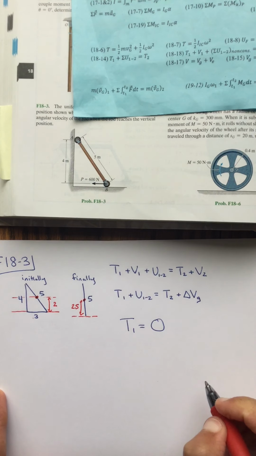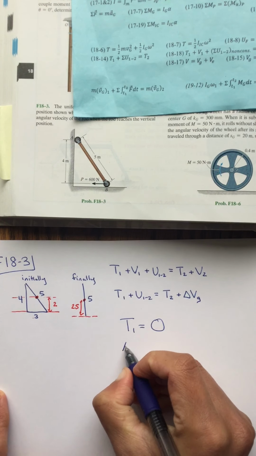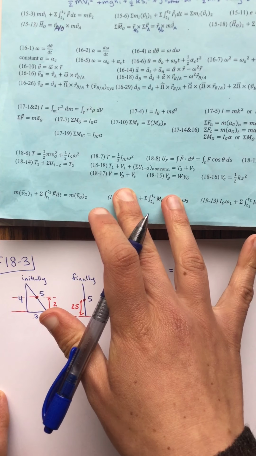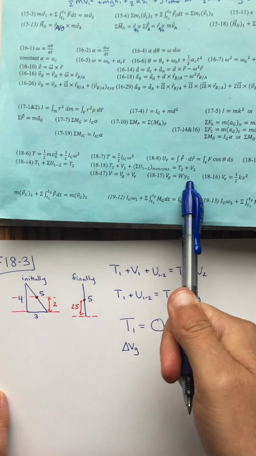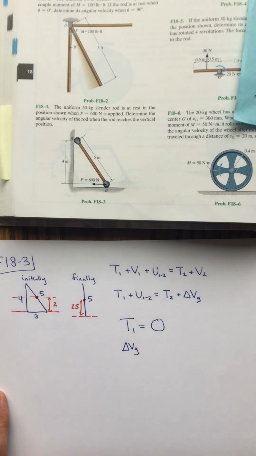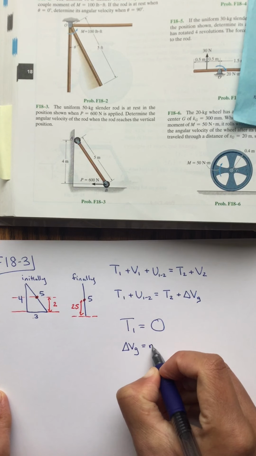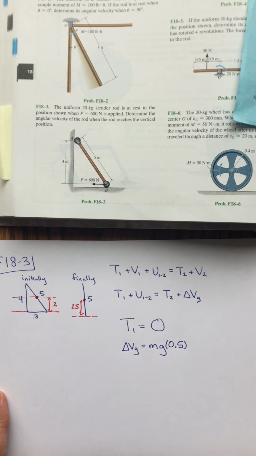So for the change in gravitational potential energy, it's m times g for the weight times y. So it's m times g times the change in y. We're ending at a higher height. The change in height is 0.5, so this is m times g times 0.5 meters.